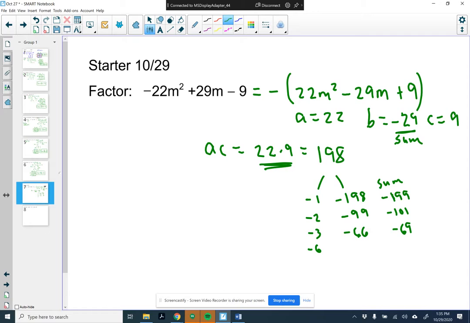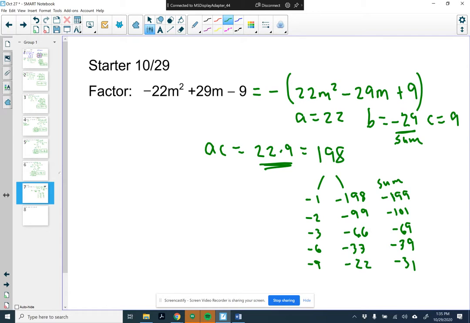It's probably just as easy to do 198 divided by 6, which is 33. Still not the right sum, but we're getting closer. We need -29. We got -39. Is 22 times 9 that 198? Is it divisible by 7? No. By 8? No. 9? Yes. We're still a little off.